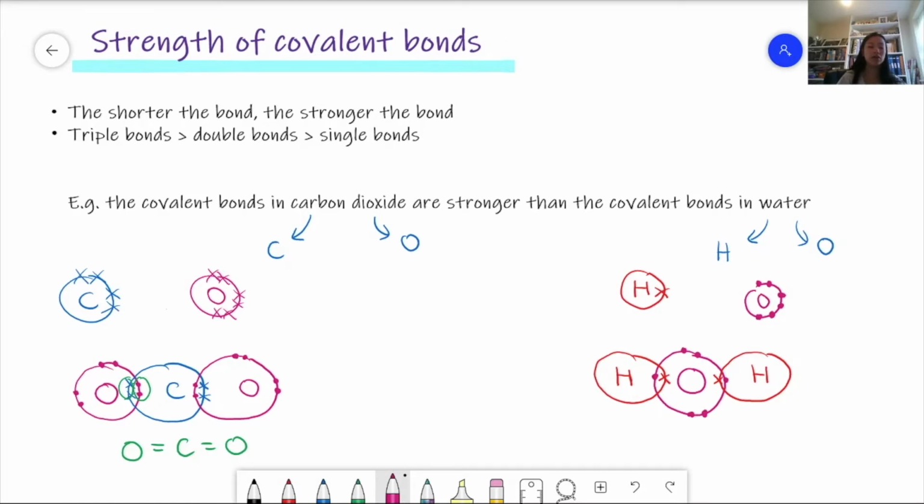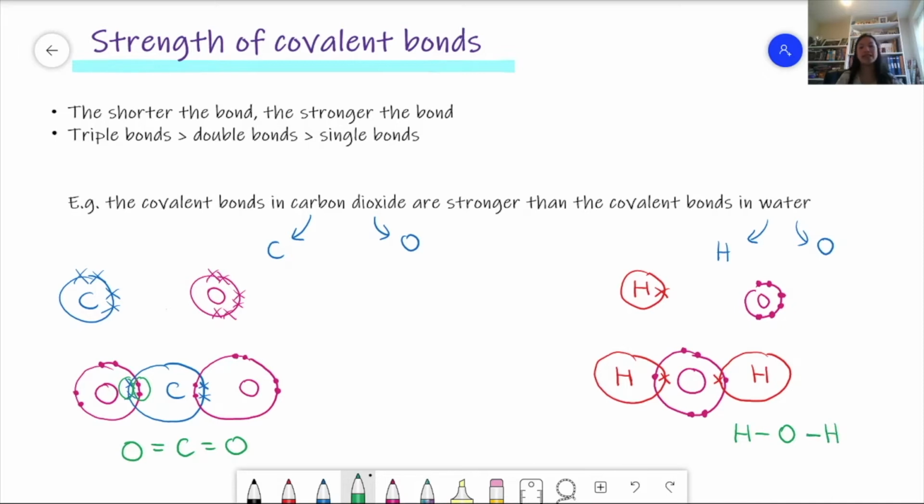So hydrogen has 1, 2, that's the full outer shell, but it's only got 1 shell. And then oxygen has 1, 2, 3, 4, 5, 6, 7, 8. So that's a full outer shell as well. So the stick diagram for water would look like this.